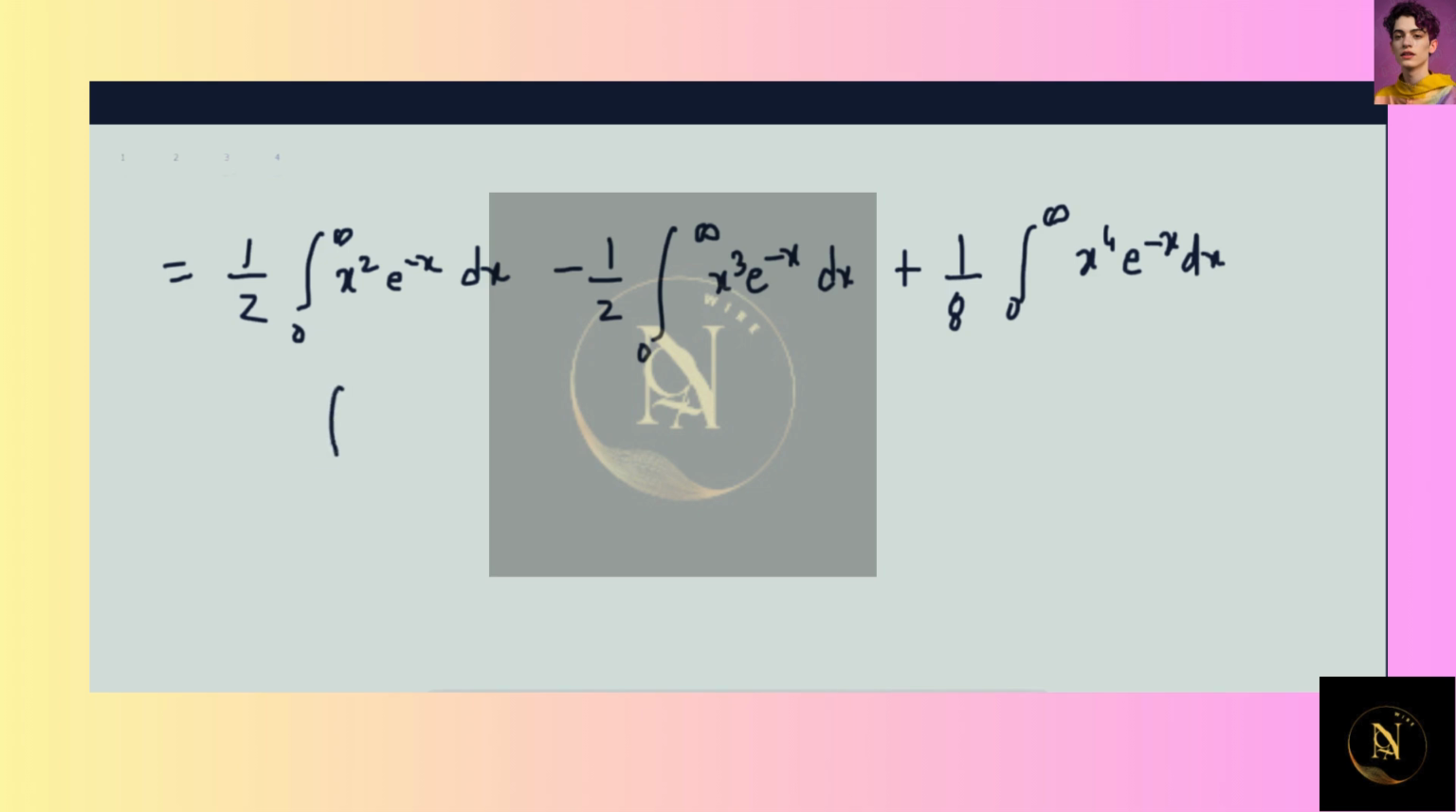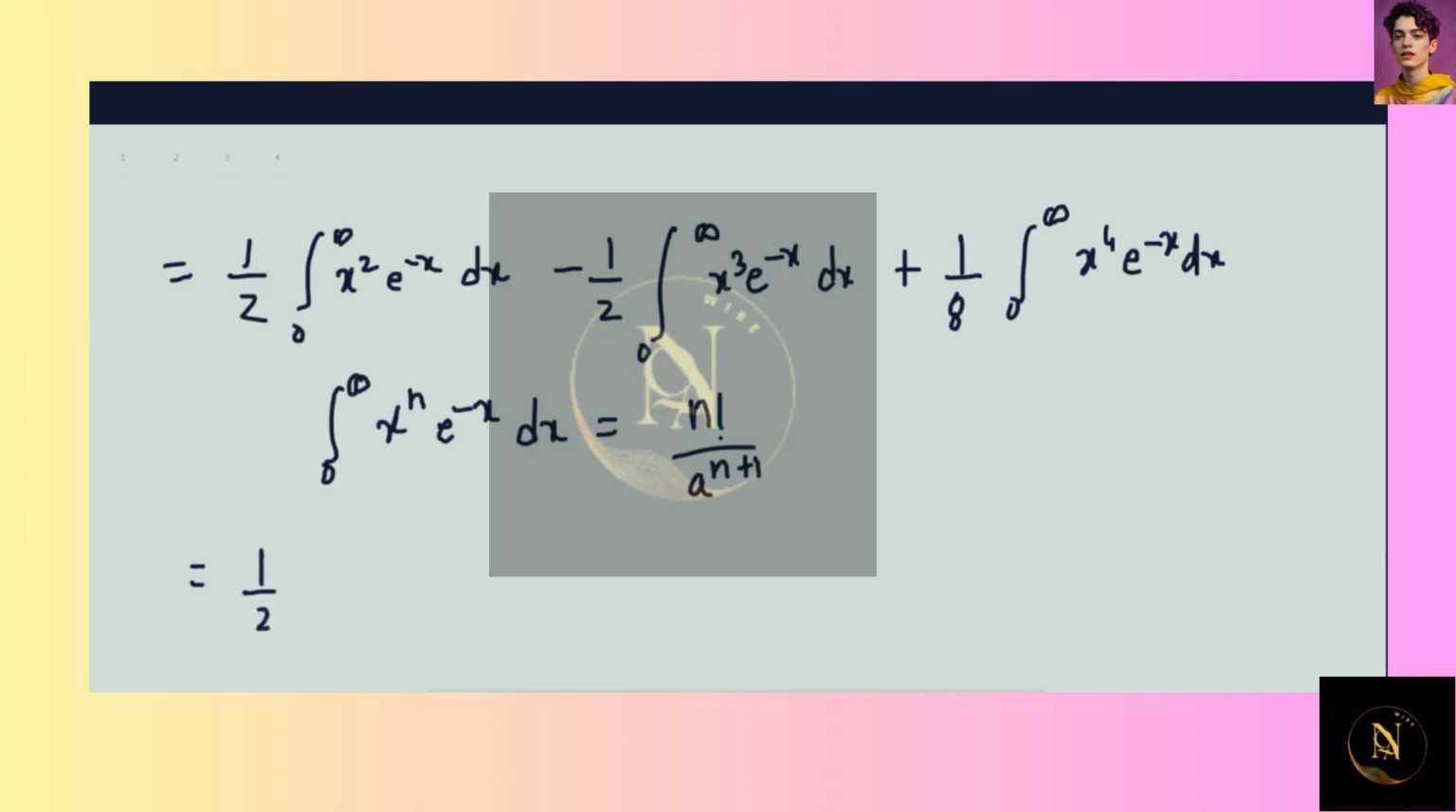Now we use one of the formulas given in the appendix, which basically tells us that when we have an integration from 0 to infinity for an x variable, given the function of this form, this basically evaluates to n factorial over a to the power n plus 1.